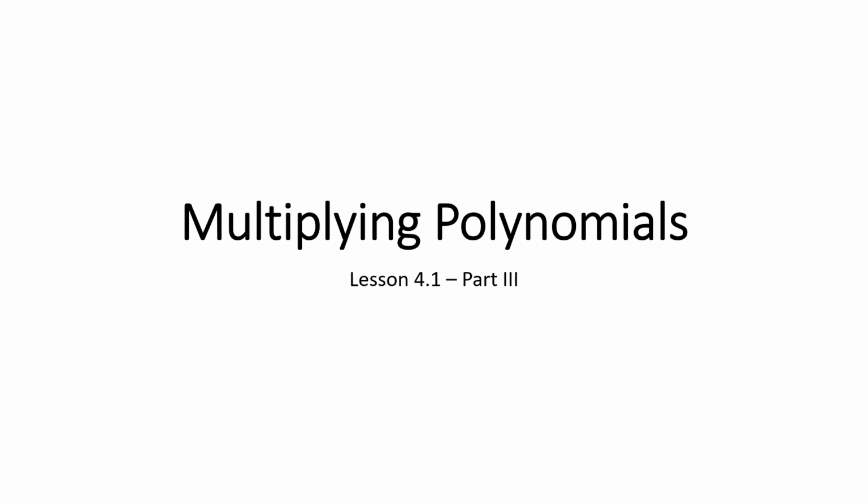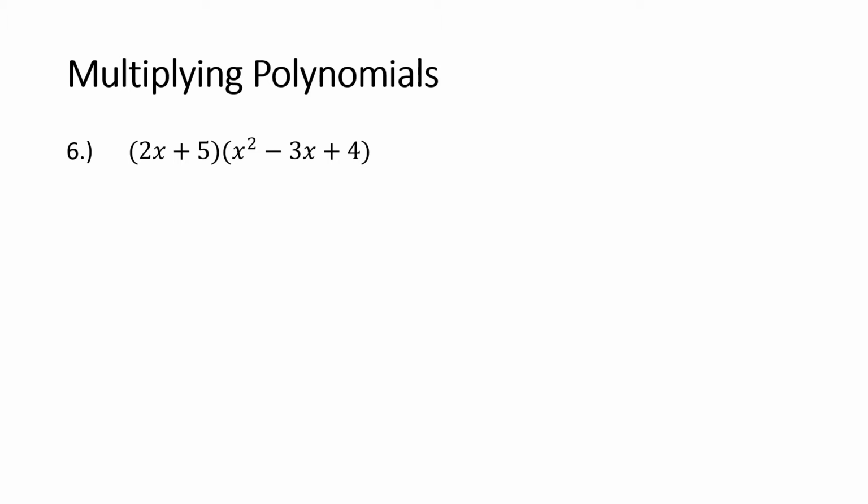In this lesson, we are going to learn how to multiply polynomial expressions. Example number 6, we have a binomial times a trinomial. We have 2x plus 5 times x squared minus 3x plus 4. I know that we're dealing with multiplication here because there's nothing between those two sets of parentheses, which indicates I need to multiply every term of the first polynomial times every term of the second polynomial expression.